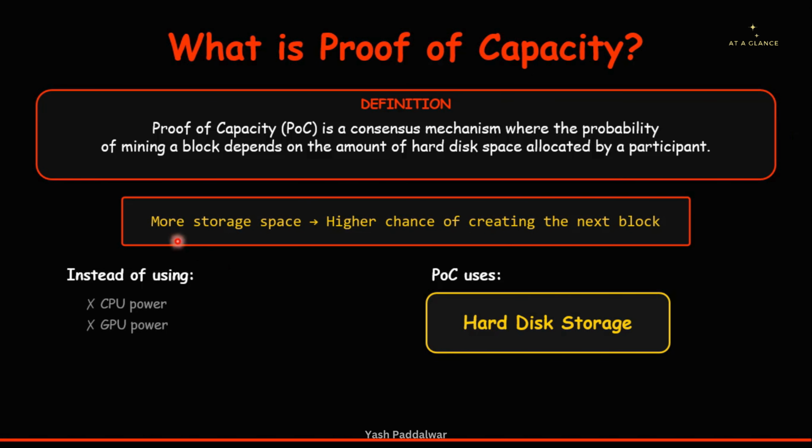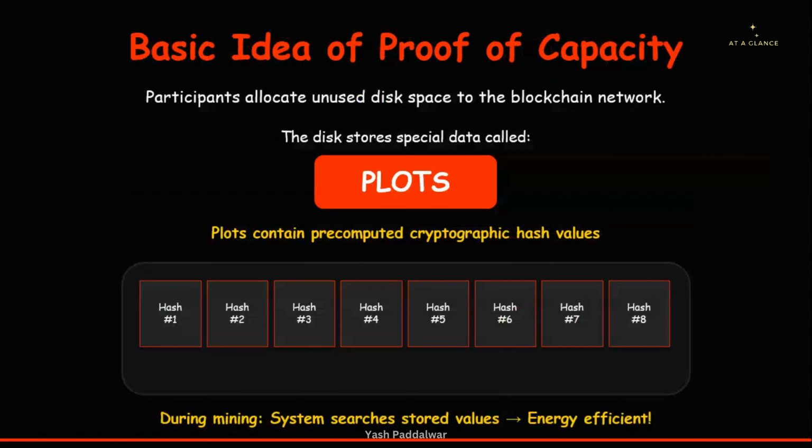In simple words, the more storage space a node has, the higher chance that node will be given of creating the next block. Instead of using CPU power or GPU power, POC will use hard disk storage. So you can see how the mechanism works. Proof of capacity itself tells that whichever node has the highest capacity or hard disk space is given a chance to mine a block. This is the overview level explanation of proof of capacity. I hope it is clear.